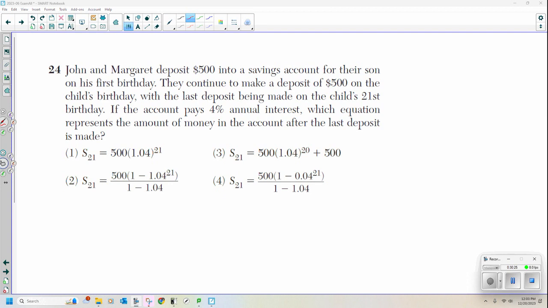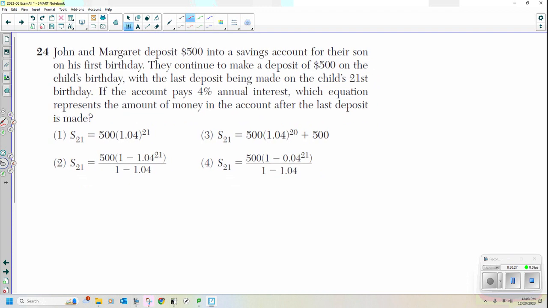Last question. Number 24. John and Margaret deposit $500 into a savings account for their son on his first birthday. They continue to make a deposit of $500 on the child's birthday, with the last deposit being made on the child's 21st birthday. If the account pays 4% annual interest, which equation represents the amount of money in the account after the last deposit is made?